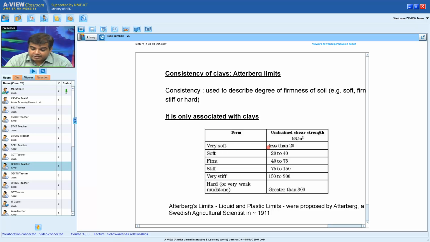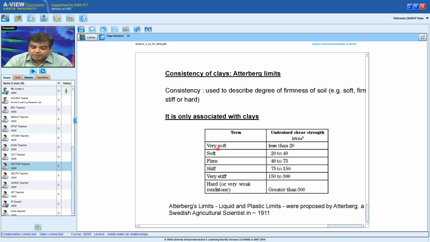Let's look at the undrained shear strength of 20. To give you an idea, anything less than 20 is something like butter. Similar to butter, the strength is too low. It's quite difficult for a person to walk over this without sinking his or her feet into the ground.